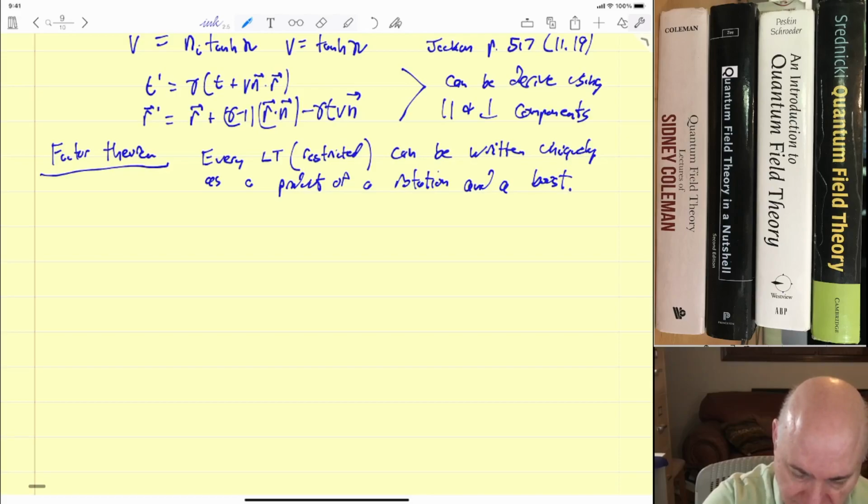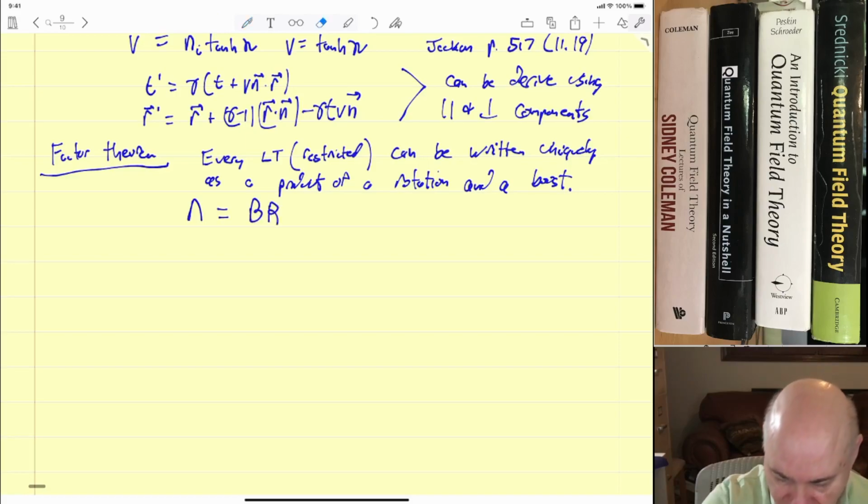So if we have a Lorentz transformation lambda, what the theorem says is we can write it as B times R. This would mean we would rotate and then we would boost. Or we could write it as, what happened there?